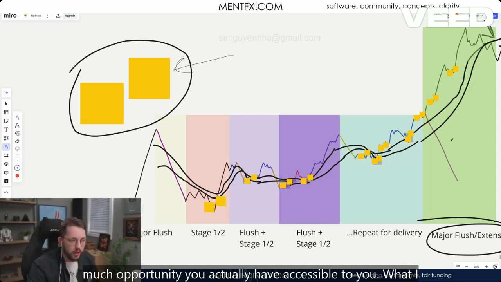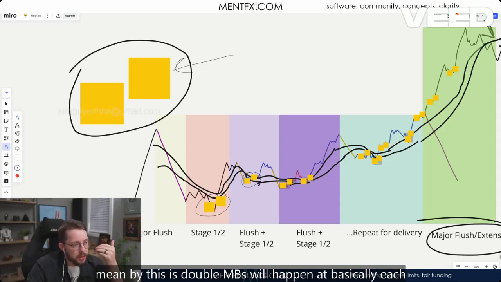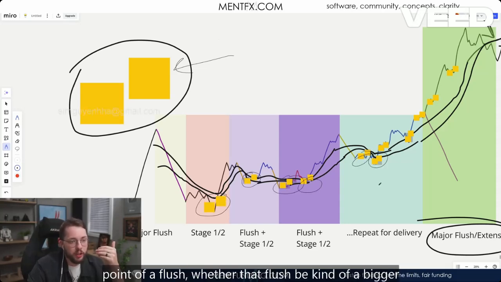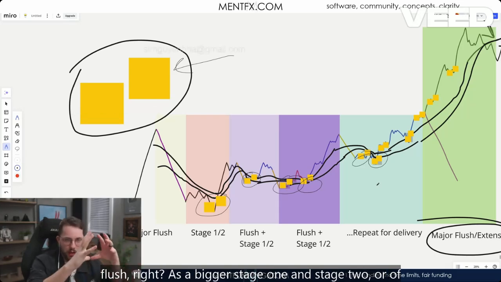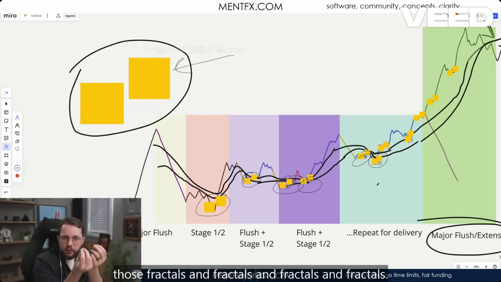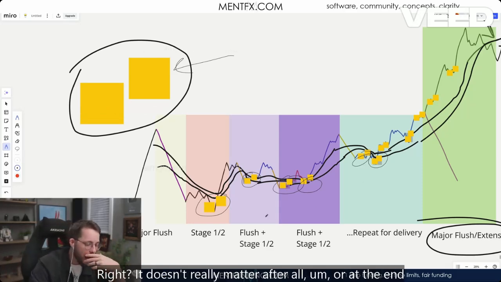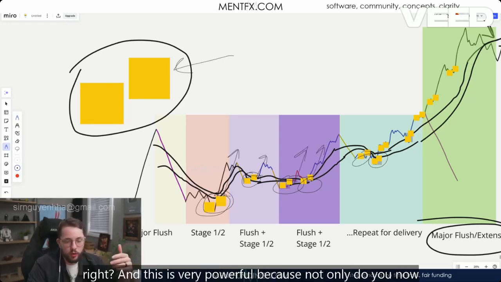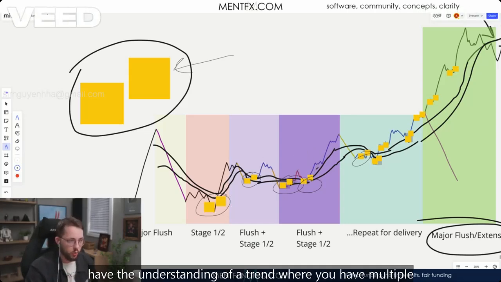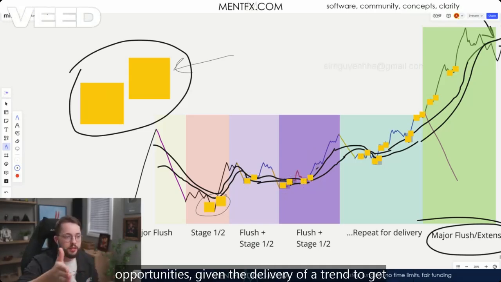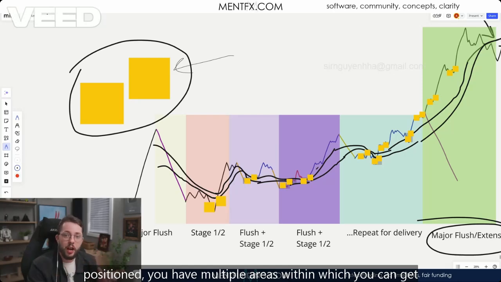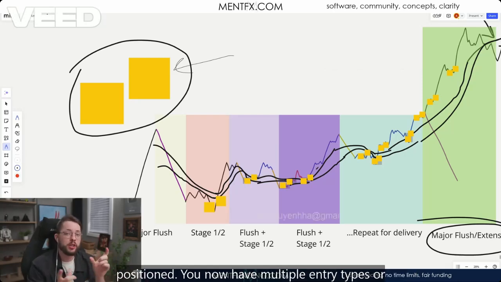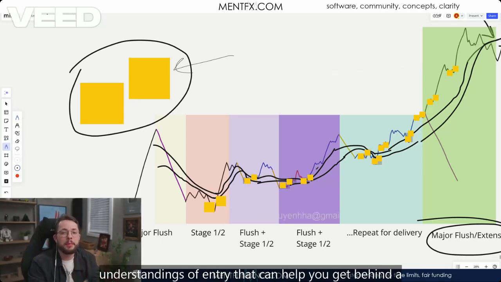What I mean by this is double MBs will happen at basically each point of a flush, whether that flush be a bigger flush, as a bigger stage 1 and stage 2, or of those fractals and fractals and fractals. It doesn't really matter. At the end of it, you get these double MBs that formulate. All of these can formulate the start of a new potential move. And this is very powerful because not only do you now have the understanding of a trend where you have multiple opportunities given the trend to get positioned, you have multiple areas within which you can get positioned, you now have multiple entry types or understandings of entry that can help you get behind a trade.